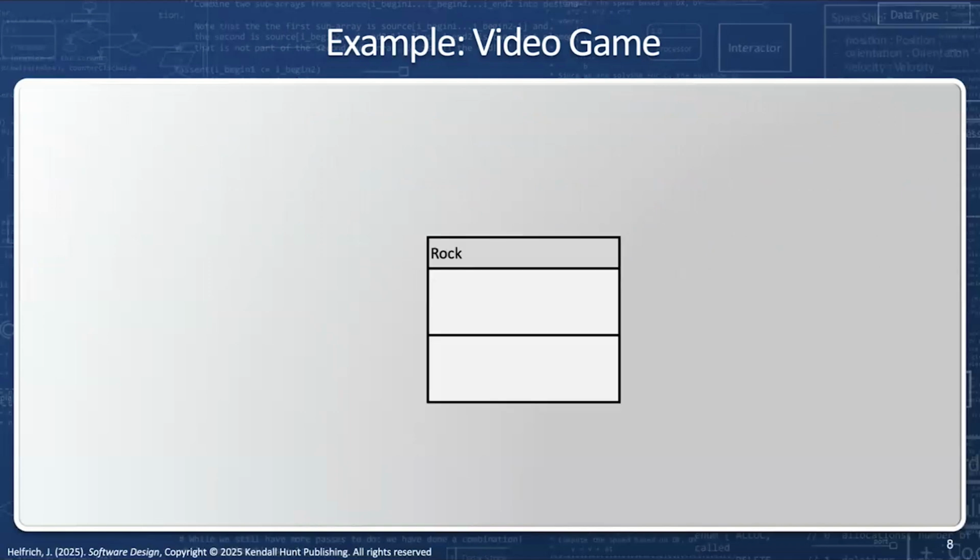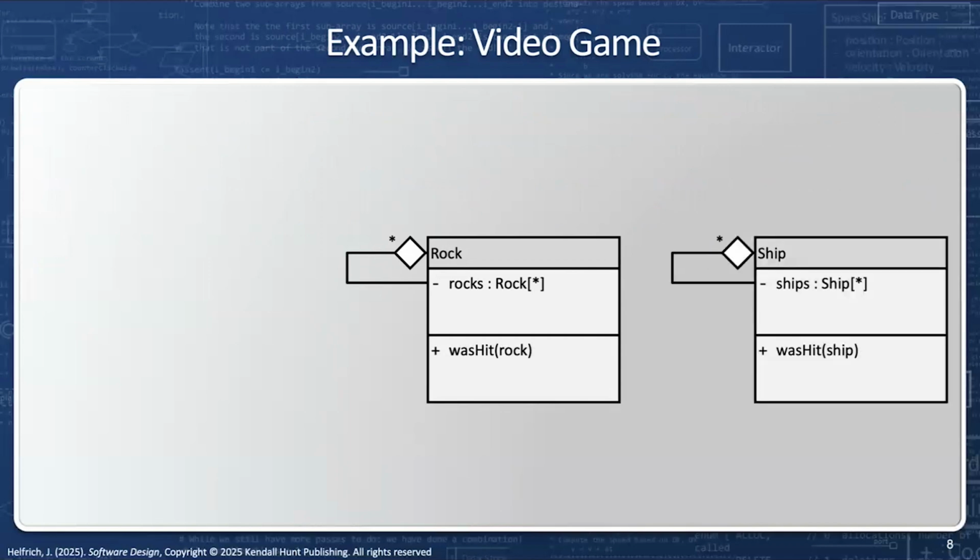Okay, so let's take a look at a naive implementation. We have a rock, and the rock has a collection of rocks, and so I'm going to point to myself, and then I'm going to say was hit. And this allows me to perform hit detection between rocks. Now, I'm also going to have a bunch of ships, and the ships will be able to detect if they hit each other. But right now, the rocks will pass right through the ships, and the ships will pass right through the rocks.